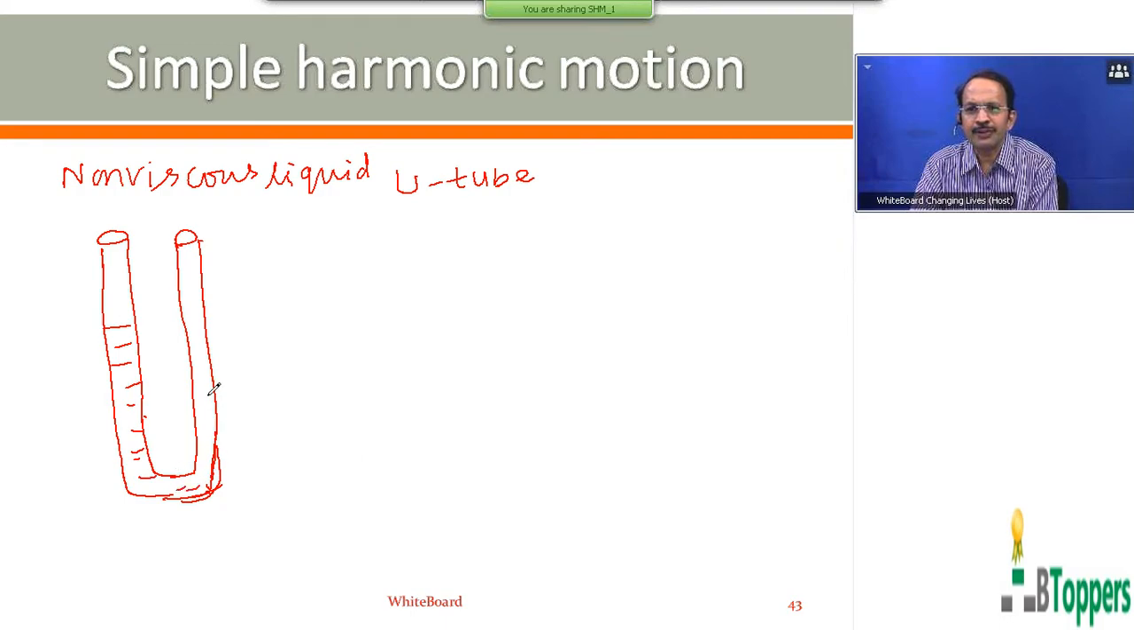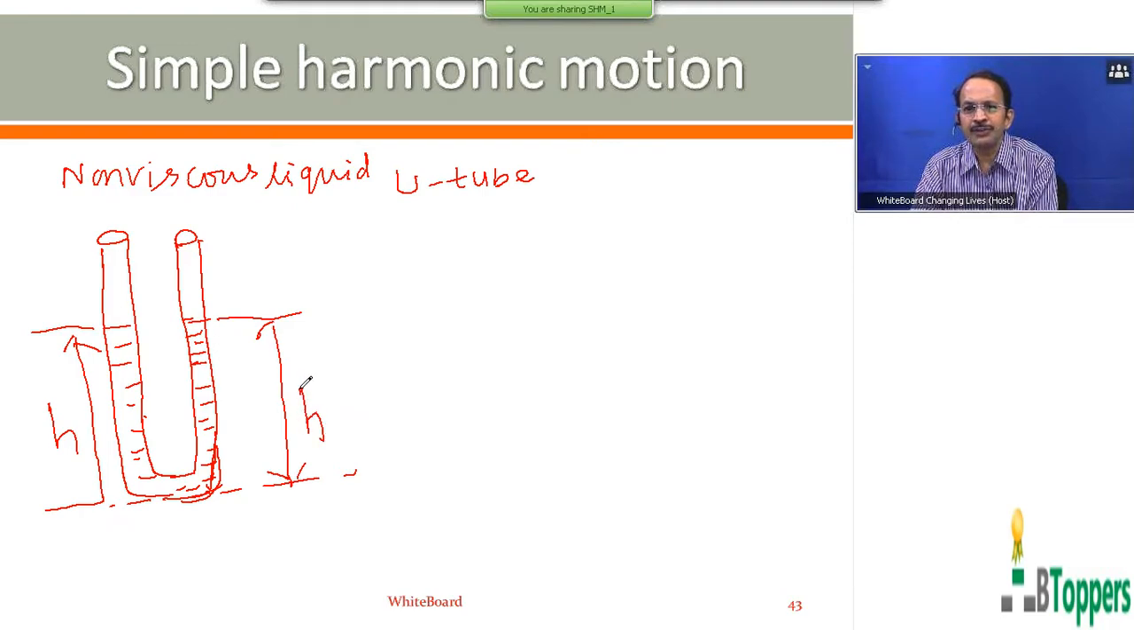Let us suppose the area of cross section is uniform here, denoted by capital A. And let H denote the vertical height of the liquid in each limb when it is in equilibrium. That means the total length of the liquid column in the tube is 2H.